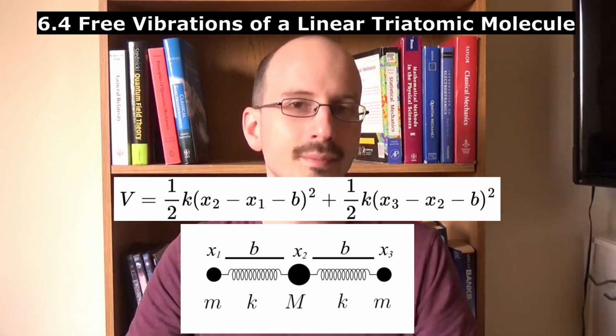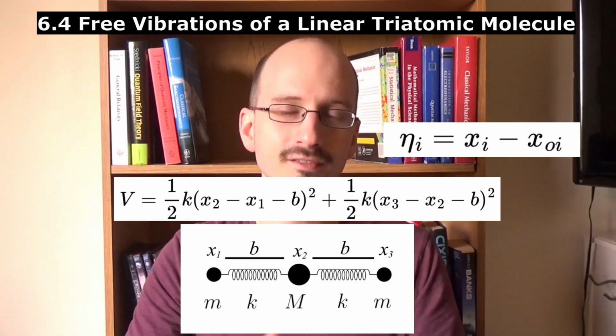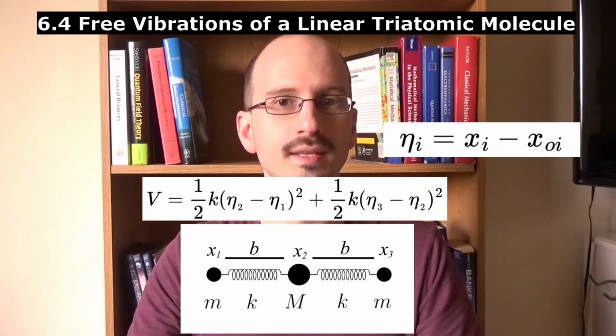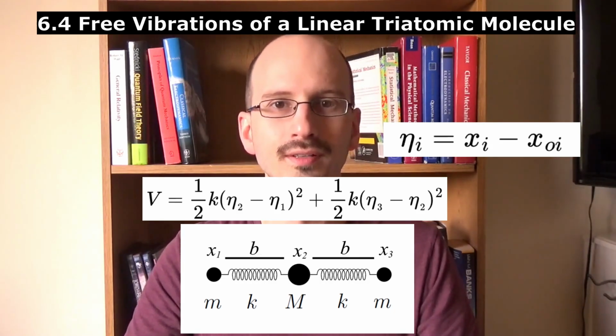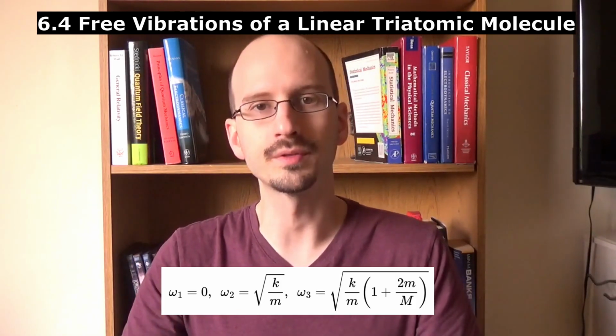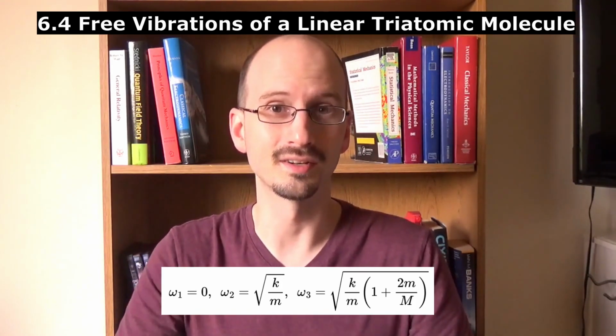And that's a little bit obnoxious, and so we will rewrite it in terms of the deviation coordinates, those etas. When we do that, the potential looks like this, a little bit simpler. The section then goes through the math process that we skipped about section 2 and derives the 3 resonant frequencies of the molecule. Now you notice that one of these frequencies is 0.